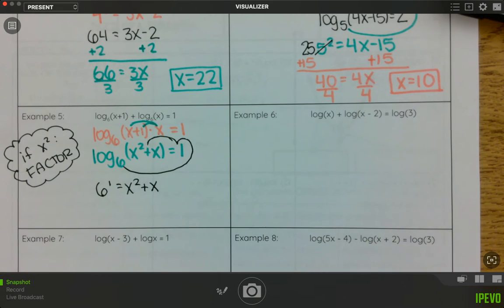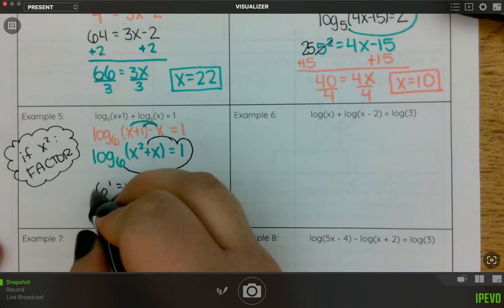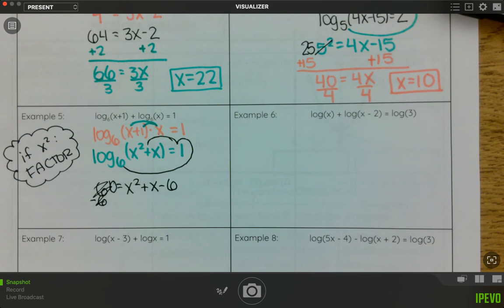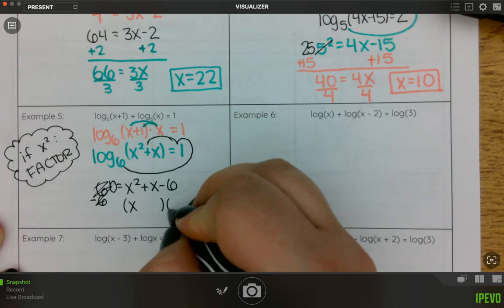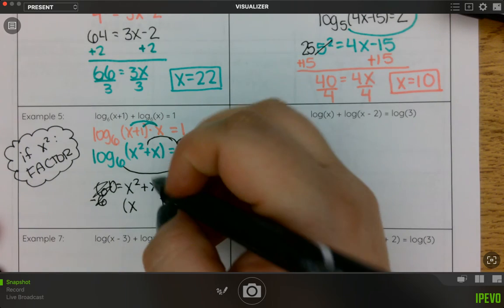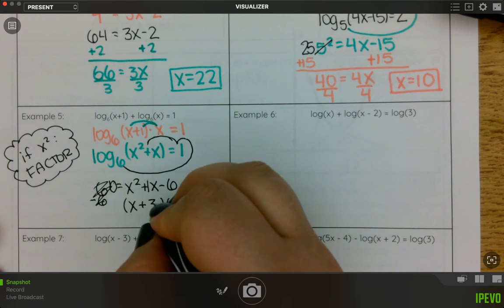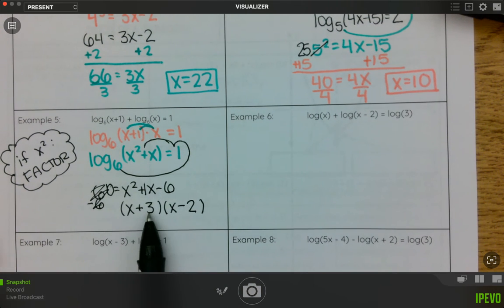Okay, and I know that's probably not what some of you wanted to hear. What that means is I need to actually subtract this 6 to the other side so that the whole thing equals 0. And then I need to find 2 numbers to put in my parentheses. This is what factoring is. That multiplies to negative 6 and adds to 1, which is positive 3 minus 2. 3 minus 2 is 1, and 3 times negative 2 is negative 6.